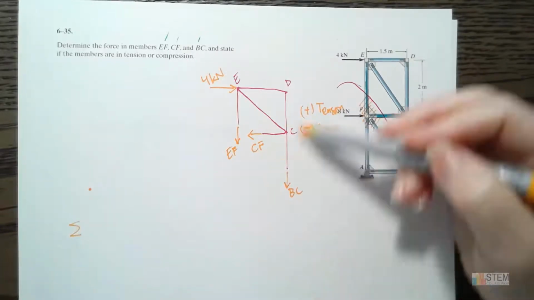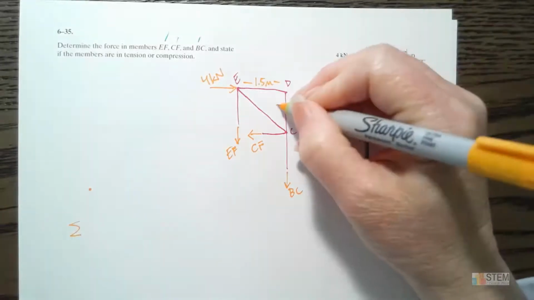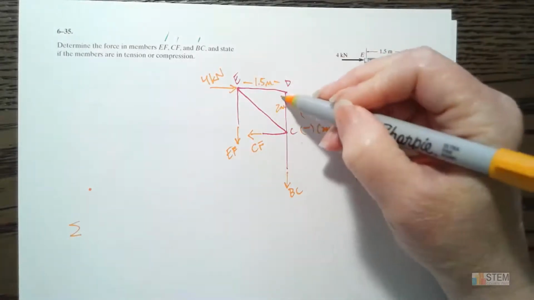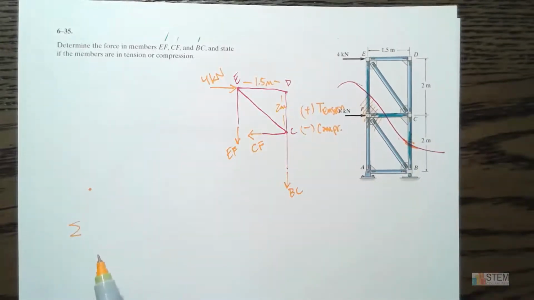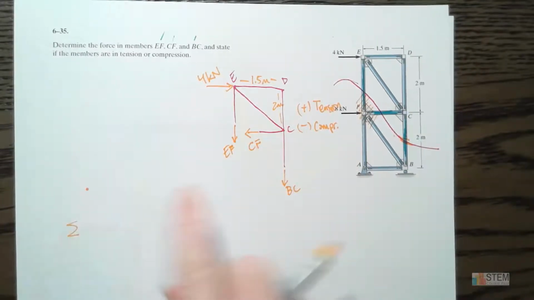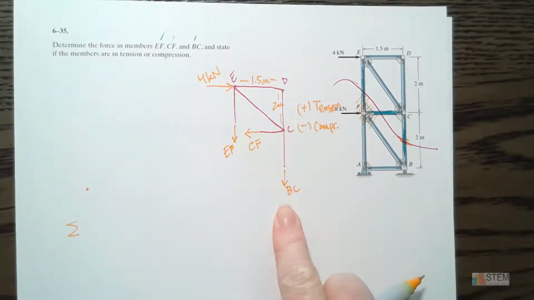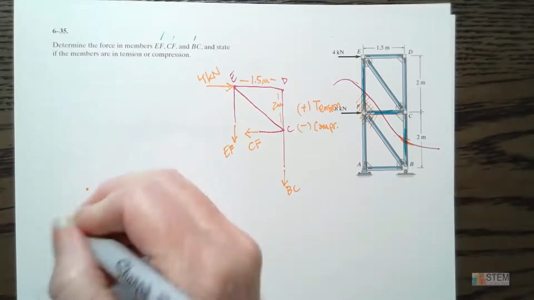Okay, so now we've got this free body diagram, and let's put some distances on here. We've got 1.5, we've got 2 right here. And now let's look at our equilibrium equations. I've got 3 equilibrium equations I can use for this diagram, and I want to find these 3 unknowns. So let's go ahead and start with a moment equation. Usually that's going to be the easiest. Let's figure out a point that would be good to use. What point do we think would be good?